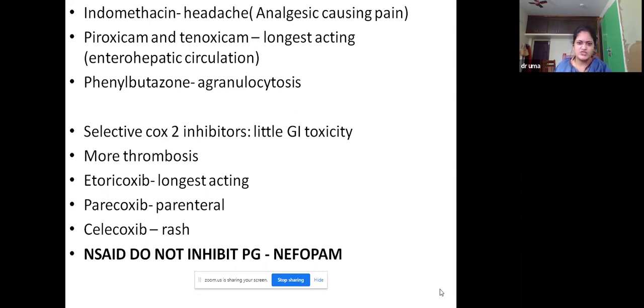Piroxicam and tenoxicam are the longest acting NSAIDs because they undergo enterohepatic circulation. Phenylbutazone causes agranulocytosis. Selective COX-2 inhibitors, I already said, have more thrombosis but less GI toxicity. The drug etoricoxib is the longest acting. Parecoxib is given parenterally. And celecoxib will cause rash. And the NSAID which does not inhibit prostaglandin is nefopam.